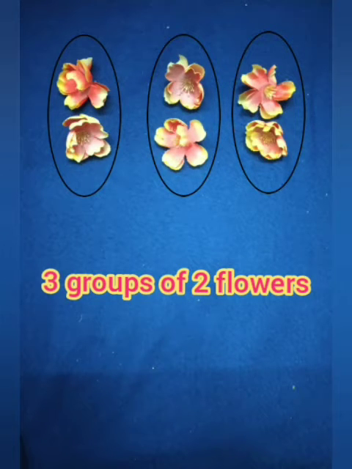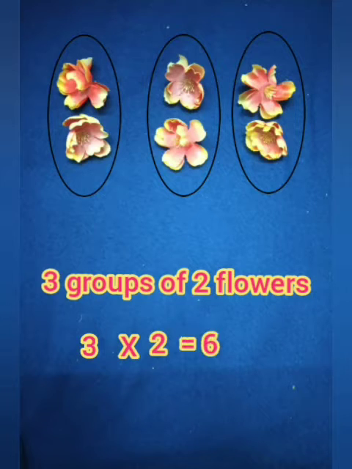So, how will we write this in multiplication form? Yes, first we will write the number of groups, that is 3. Then put the multiplication sign. Then the number of flowers in each group, that is 2. So we can say 3 multiplied by 2 is equal to 6.